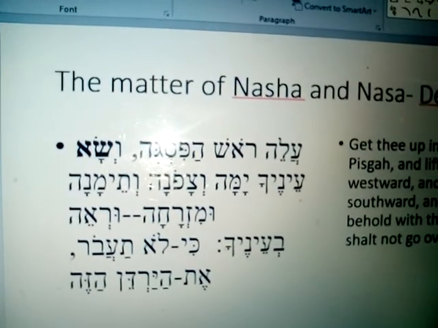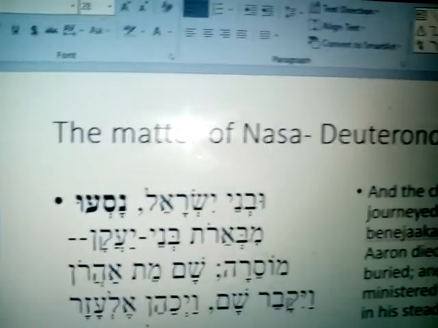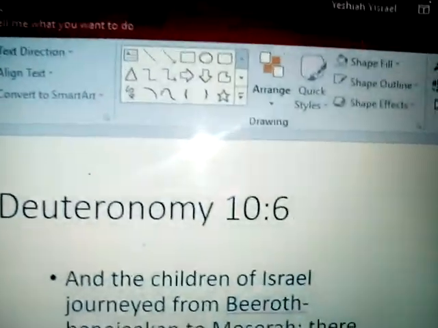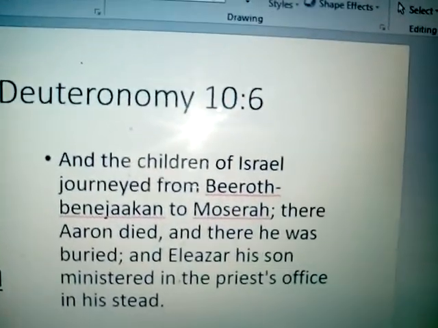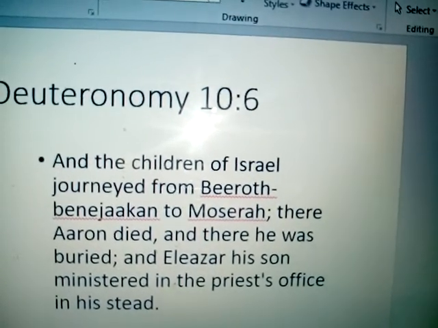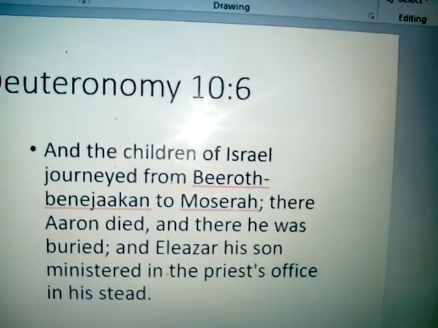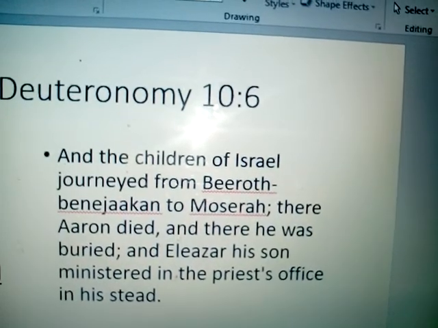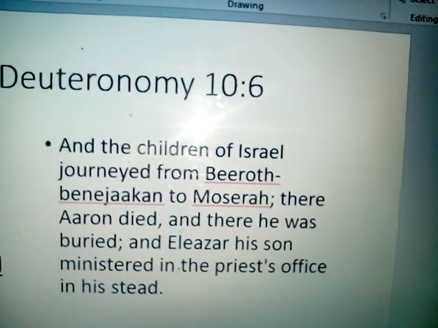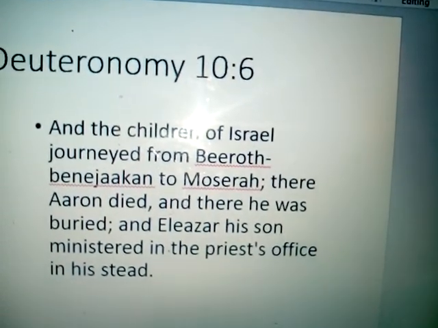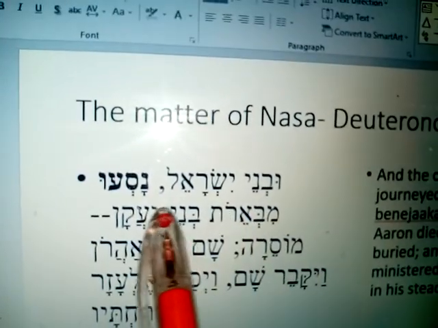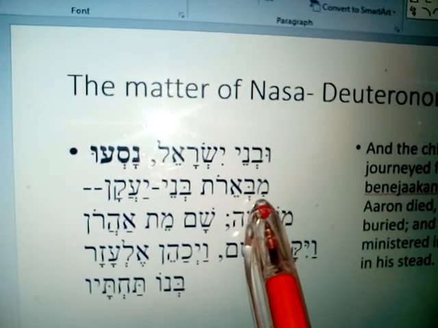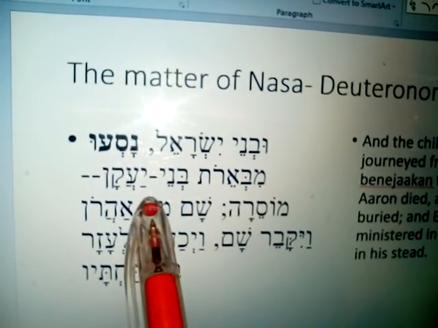Here we go on with the next aspect. The matter of Nasa, Deuteronomy chapter 10, verse 6. And it says this: And the children of Israel journeyed from Be'erot Bnei Ya'akan to Mosera. There Aaron died, and there he was buried. And Eleazar, his son, ministered in the priest's office in his stead. Ubnei Yisrael Nas'u Mi Be'erot Bnei Ya'akan.